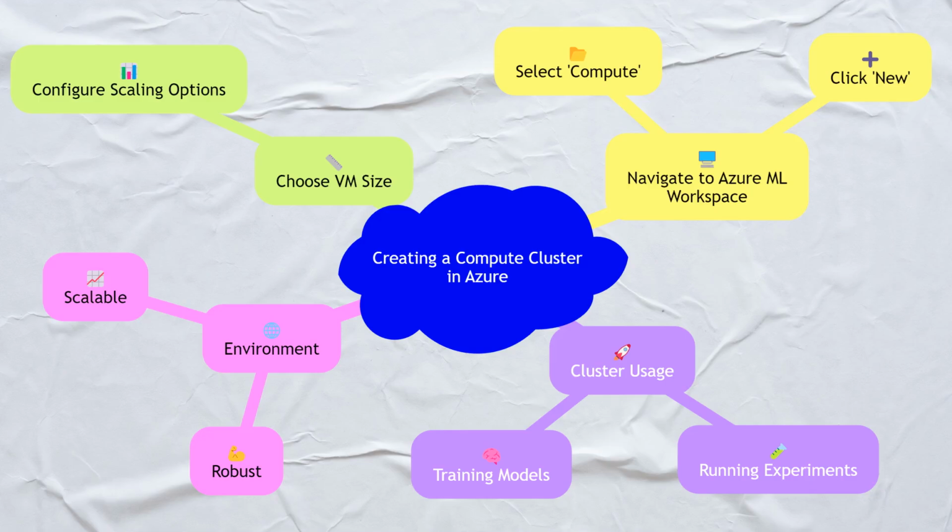To create a compute cluster in Azure, navigate to the Azure Machine Learning Workspace, select Compute, and then New. Choose the desired VM size and configure the scaling options. Once created, the cluster can be used for running experiments and training models, providing a robust and scalable compute environment.